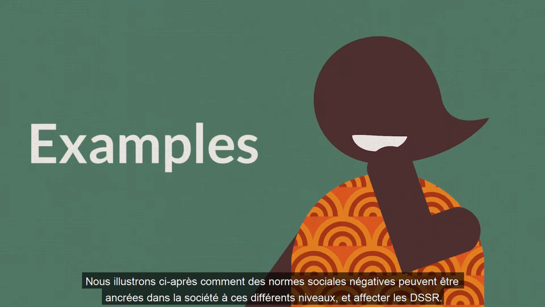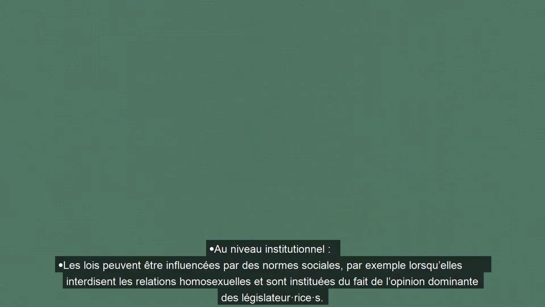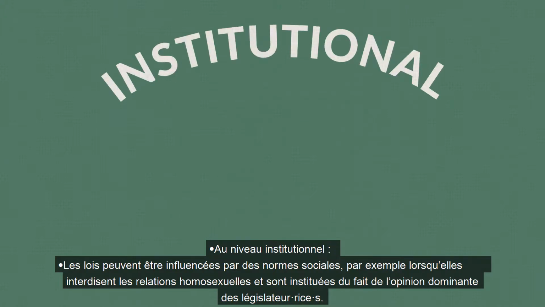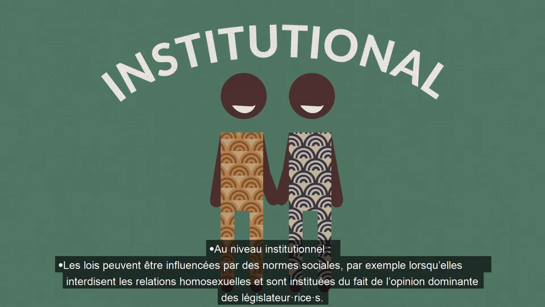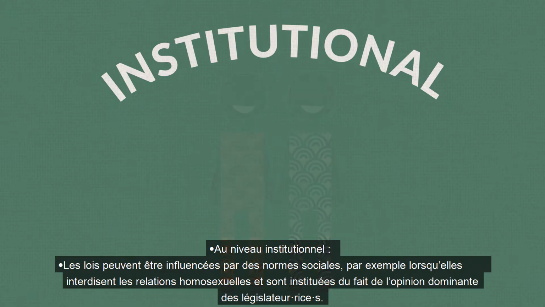We will now give examples of how negative social norms can be embedded into these different levels and affect SRHR. At the institutional level, laws can be influenced by social norms when they prohibit same-sex relationships, where laws are put in place because of views commonly held by lawmakers.